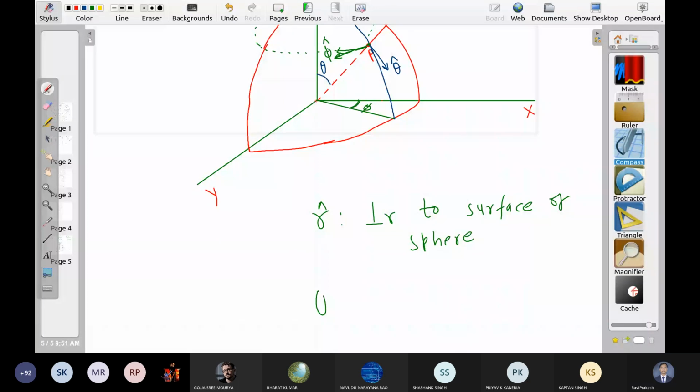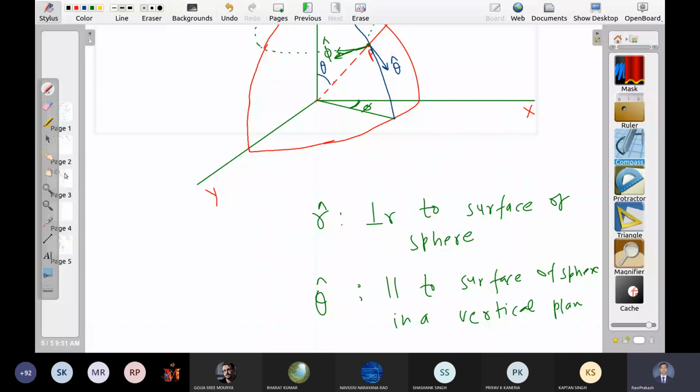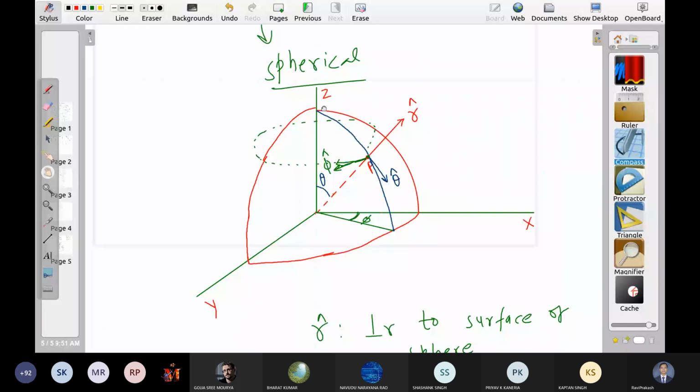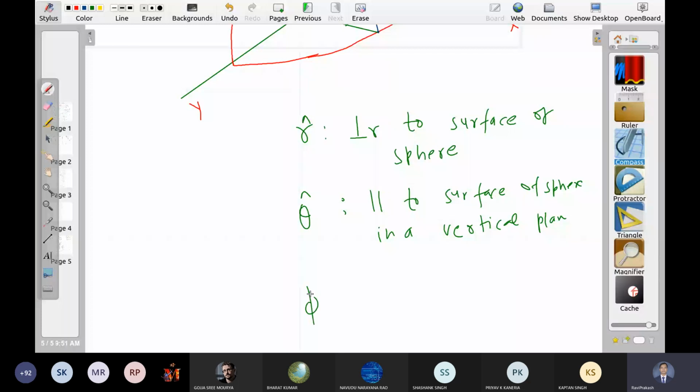Theta cap is parallel to the surface of the sphere, in a vertical plane. Theta cap is tangential to the surface, but it is in this vertical plane, right? Phi cap is also tangential. It is also parallel to the surface of the sphere, but it is in a horizontal plane at the same point.